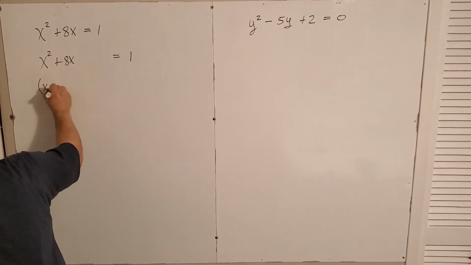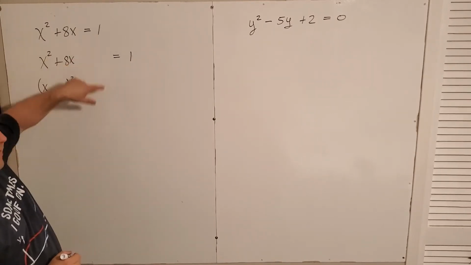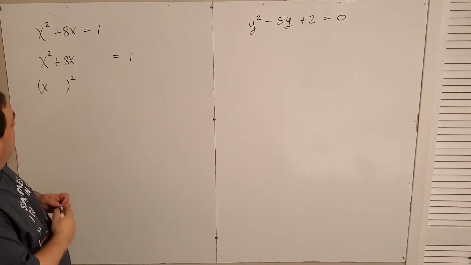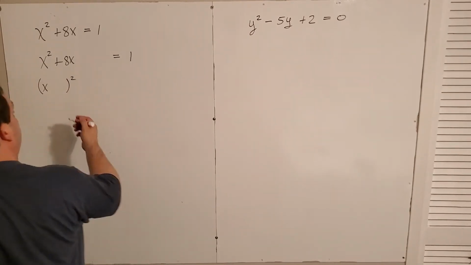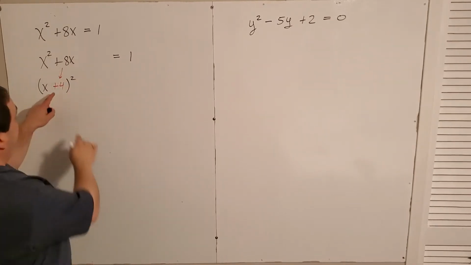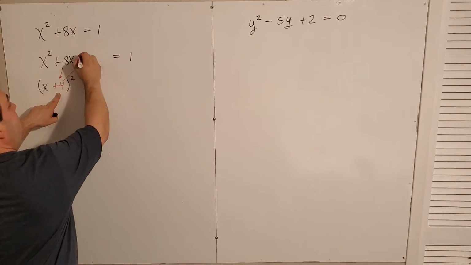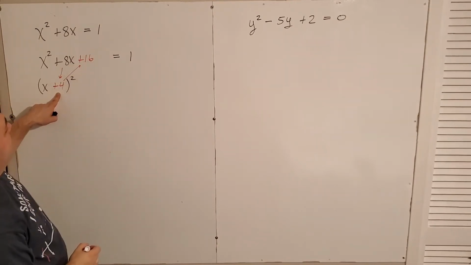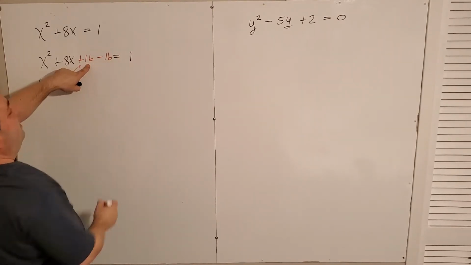So x with a parentheses and a squared. And then these two are going to feed off of each other, right? Okay. Half of 8 is 4. And then 4 squared is 16. But remember, I can't just do that. I've also got to do minus 16 right next to it.